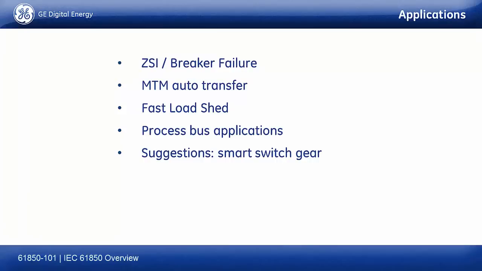So they give you some of the examples of stuff that can be done with this, right? And there's a couple examples thrown in here. Zone sequence interlock, breaker failure, right? Auto transfer schemes, fast load shedding, process bus applications, suggestions for smart switching.